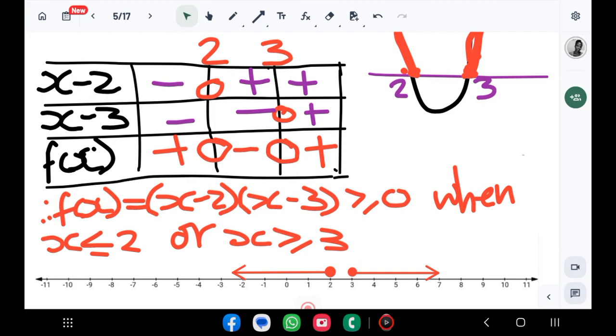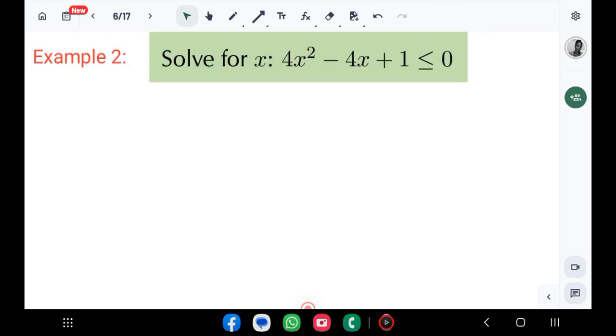Easy peasy so far. Now let's look at the second example. The second example is also still basic and simple. So for x, when 4x squared minus 4x plus 1 is less than or equal to 0, in this case we're dealing with the less than or equal to.